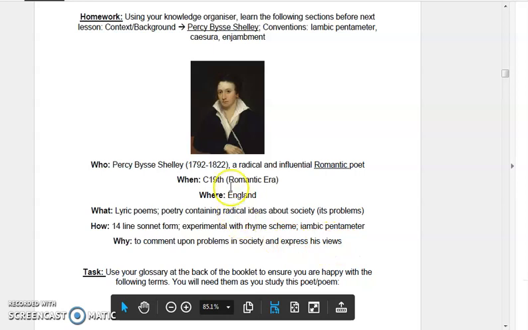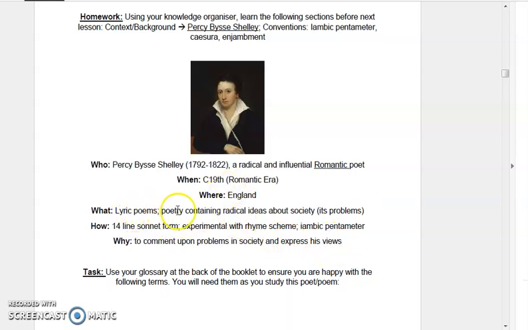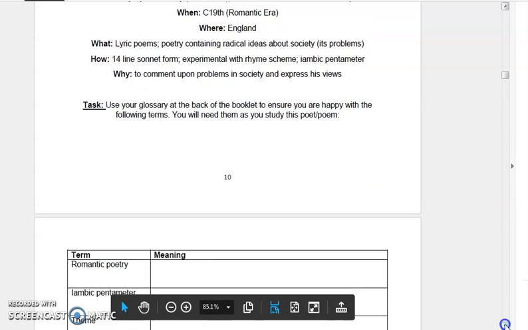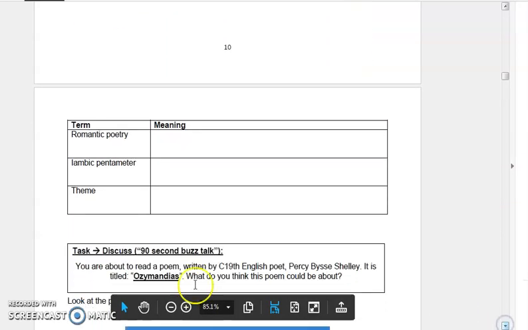He was born in England. He created lyric poems containing radical ideas about society, as I've just said. And how did he do it? He used a 14-line sonnet form, experimental with the rhyme scheme, and again we're looking at the iambic pentameter as well. So just a bit of a recap in our knowledge, especially with the iambic pentameter.